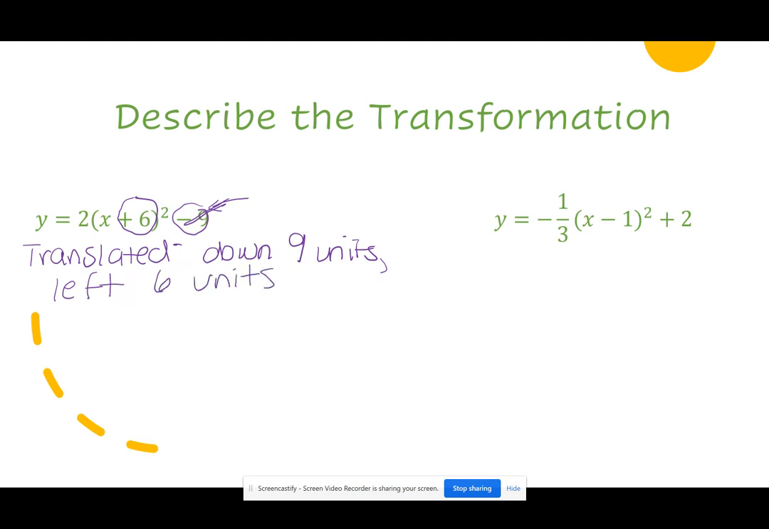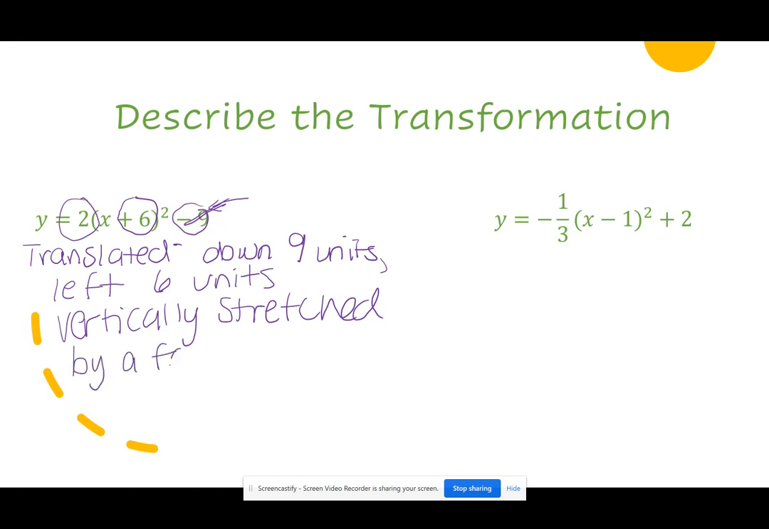And then finally, we know we have a vertical stretch. So I'm going to say vertically stretched. Now we always have to say by a factor of, and it's always going to be the reciprocal of the number. So by a factor of 1/2, since it's 2. So if this was like a 4, it would be by a factor of 1/4. Now over here, and that marks off all of our things, so we're done.